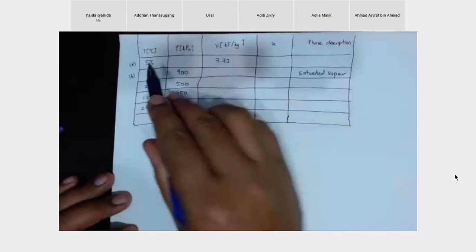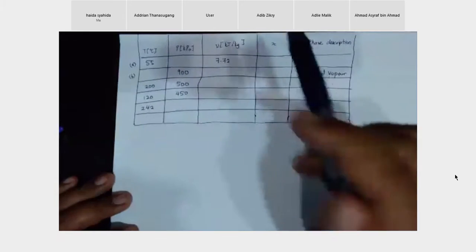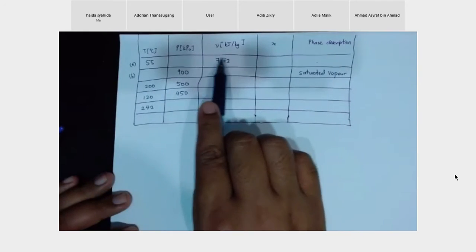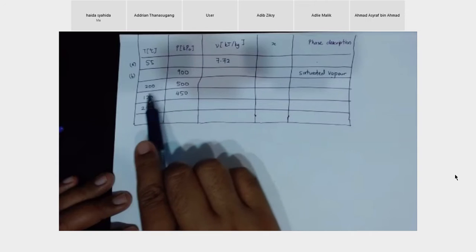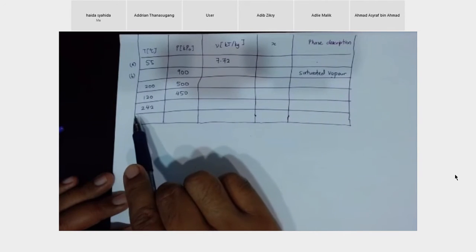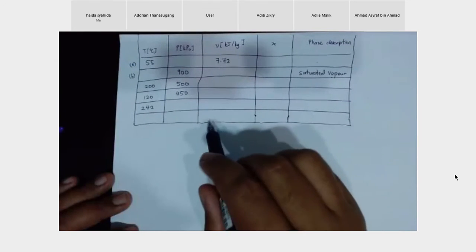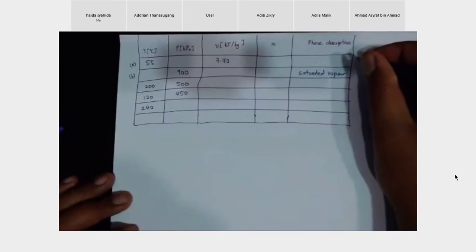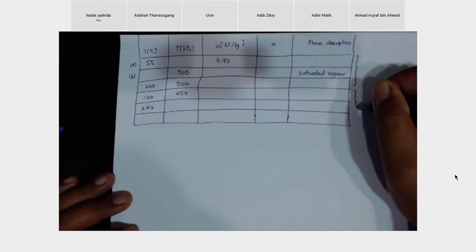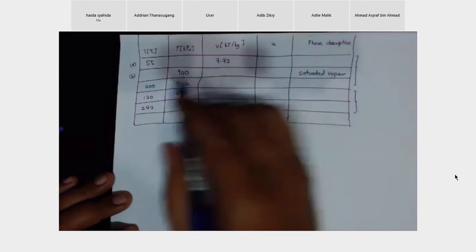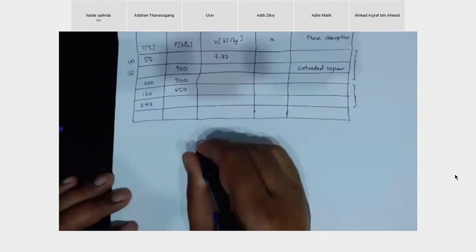Now, in order to identify the phase description, we must know at least two properties, either T and V, or P, or they give you a saturated vapor, or they just give pressure and temperature. For this question, tonight we just solve these two. The other two you can try to solve. Right, so 55 degrees Celsius, 7.72. Now we draw the TV diagram.